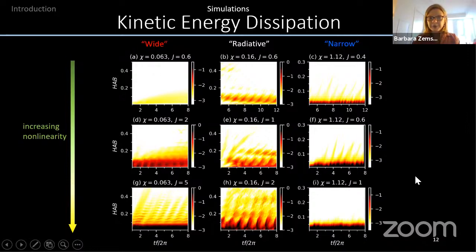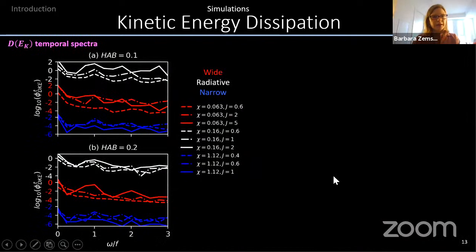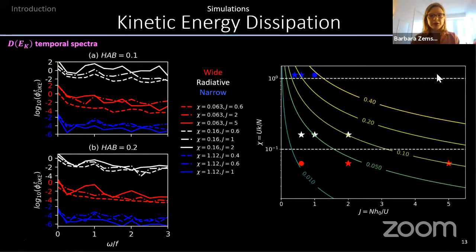And just so we're not estimating this by eye, we plotted the spectra of the kinetic energy dissipation. Again, in red throughout the talk would be the wide topography, in white would be radiative topography, and in blue will be narrow topography. We tried to assess whether a peak in the temporal spectra of kinetic energy dissipation occurs at omega over f, so at the inertial frequency. And using that as a guide, we identified for which simulations this periodicity in kinetic energy dissipation occurs, and those simulations here are denoted by stars.